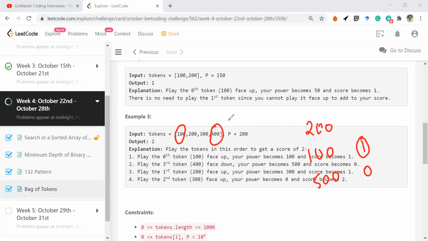So now I have 500 power. I'm going to go with 200 again because it is smaller. So my power is reduced to 300 with a score of 1. And I have one more token of 300 value. So power is going to reduce to 0 with a score of 2. All the tokens are used up, and we don't have any way to go. So that's why my answer is 2 in this case.